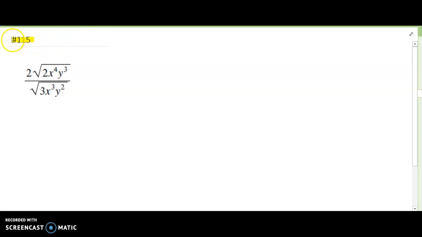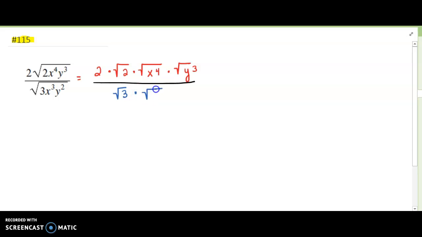Alright, let's try another one. Here's number 115. Okay, once again I'm going to break this down as much as I can, so 2 times square root of 2 times square root of x to the 4th times square root of y to the 3rd over square root of 3 times square root of x to the 3rd times square root of y squared.